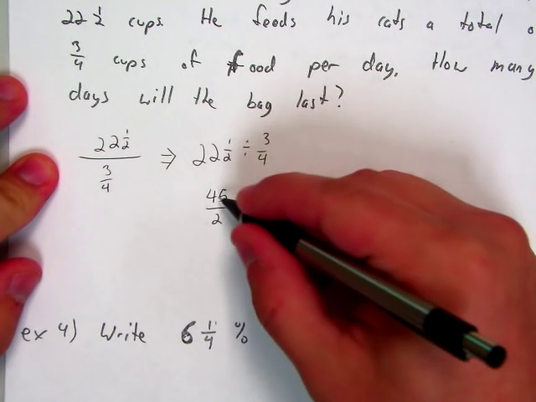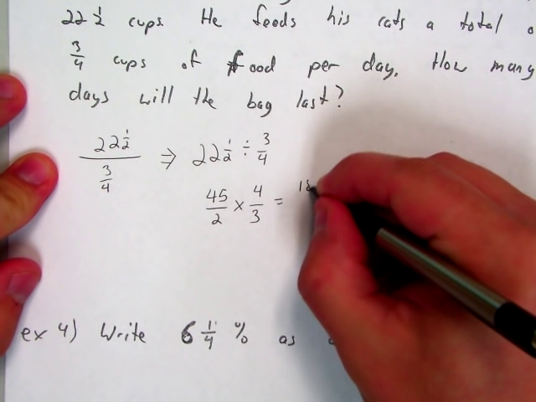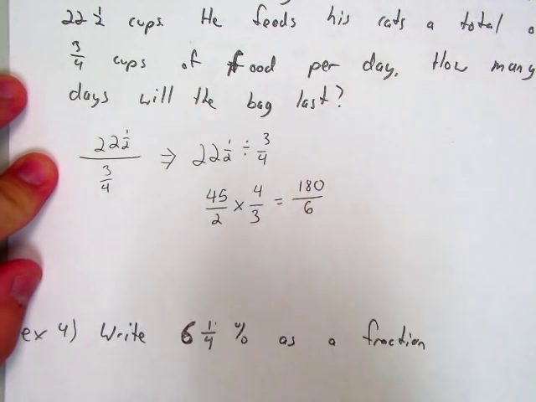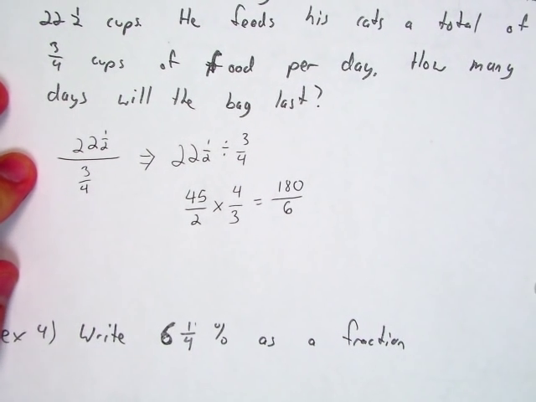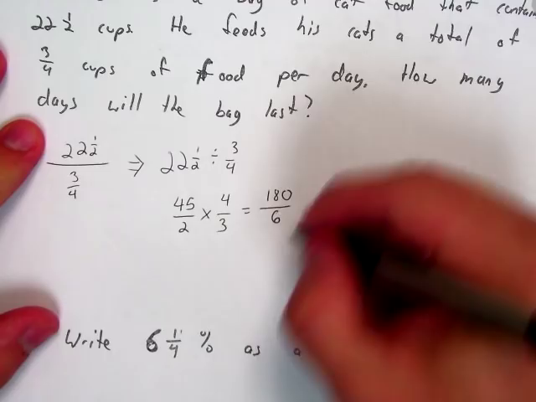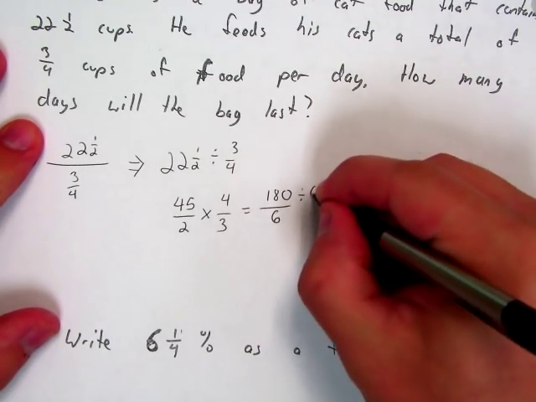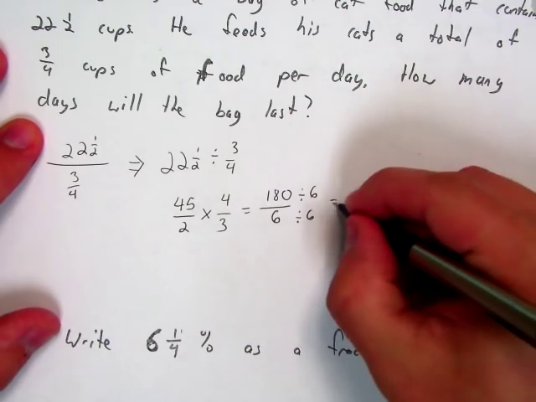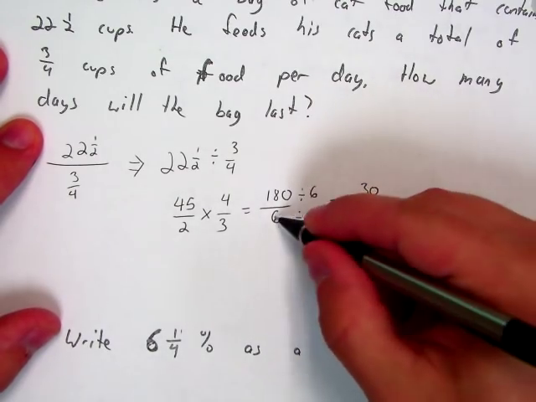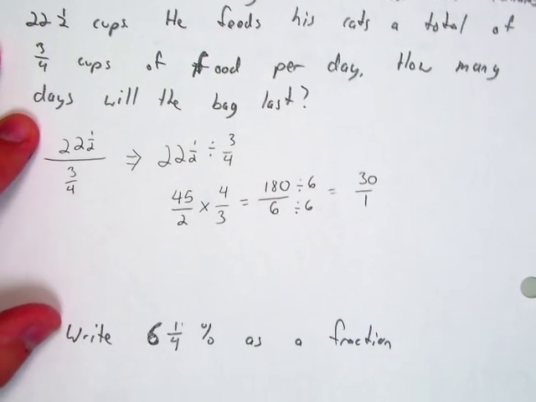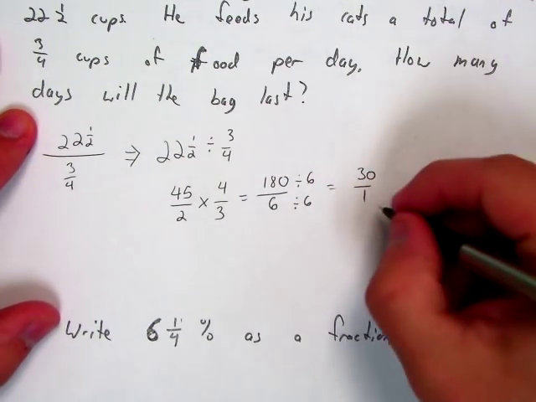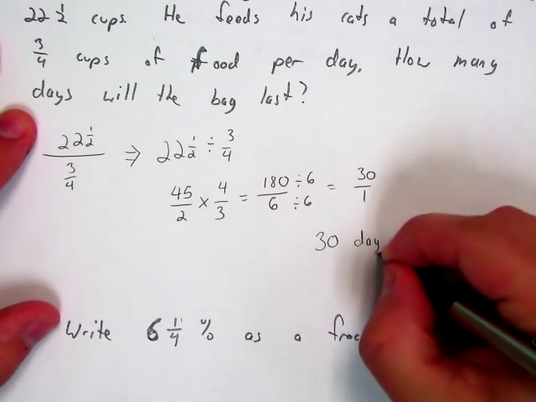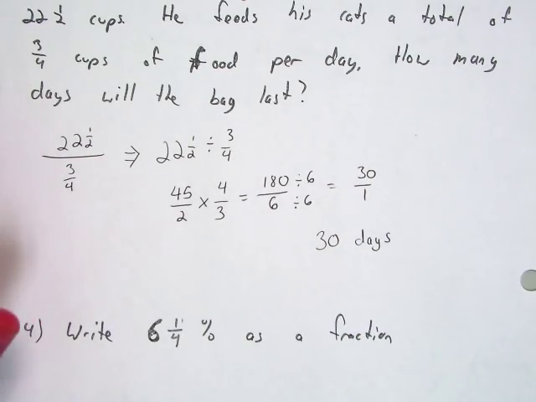If you see how to simplify this right now, then you can go ahead and do that. But if you don't, then follow along. So we're going to multiply across. So 45 times 4 is 180. 2 times 3 is 6. In fact, there is a common factor of 6. 180 divided by 6 is 30. And 6 divided by 6 is 1. And this can be simplified even further to just say 30, which means that this bag of cat food will last 30 days.